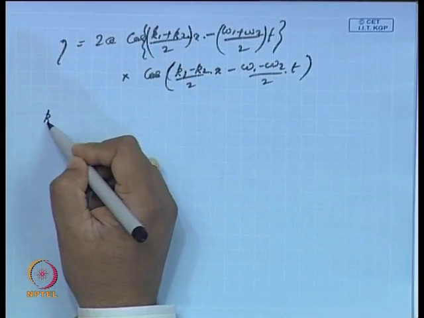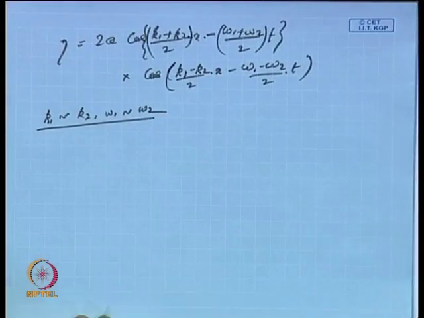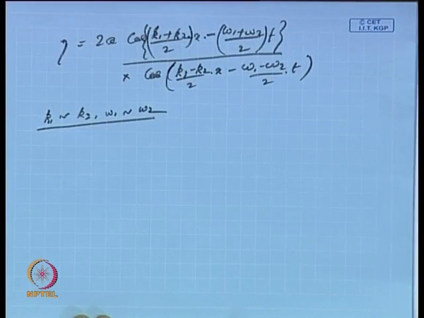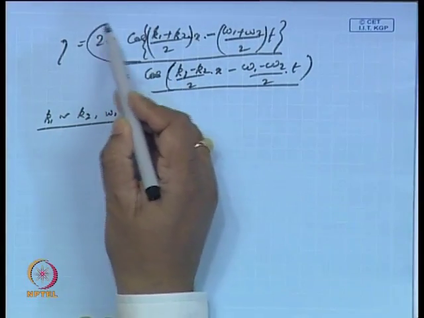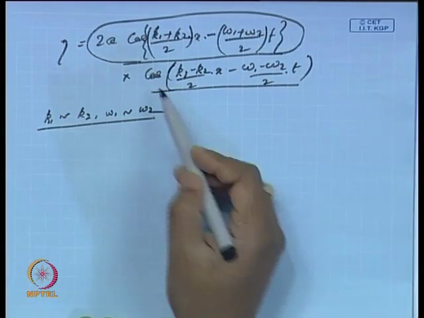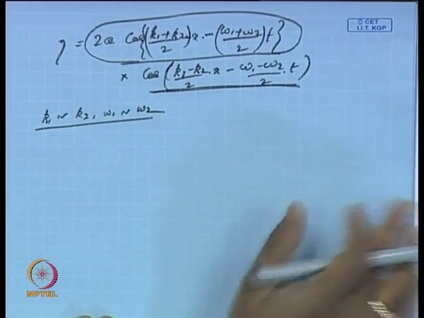So, what will happen when k 1 approaches k 2 and omega 1 approaches omega 2? If these two are the same, then the first part becomes the same as one of the original waves. What will happen to the second part of the wave? In that case, this becomes twice that of the individual waves, but what will happen to this other part? That will be more obvious, because this part is not going to behave the same way.